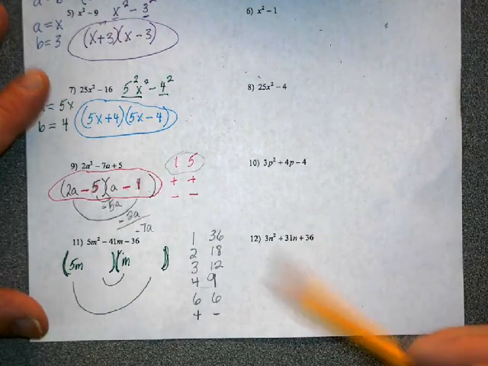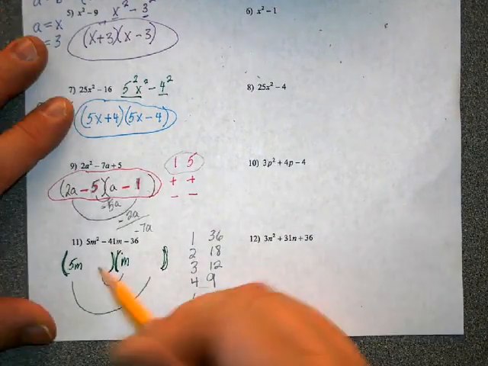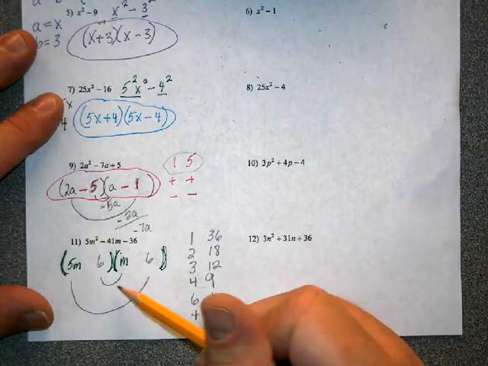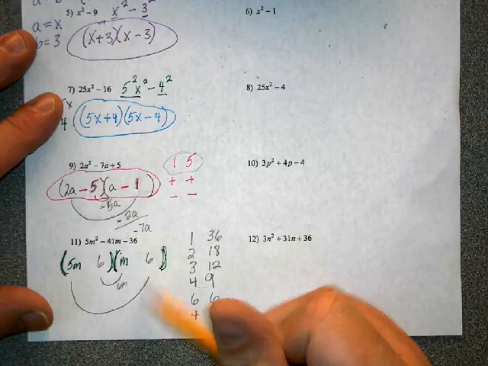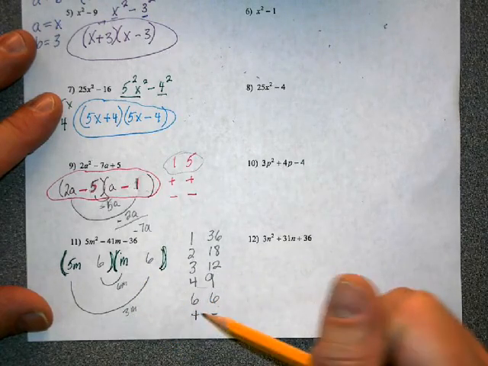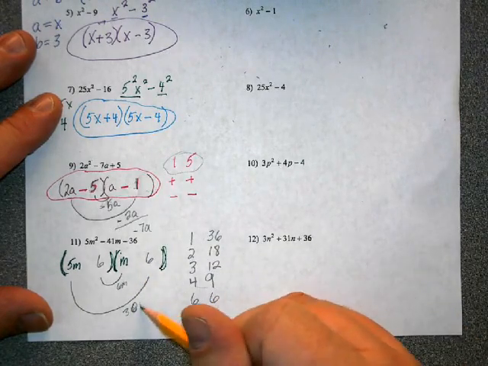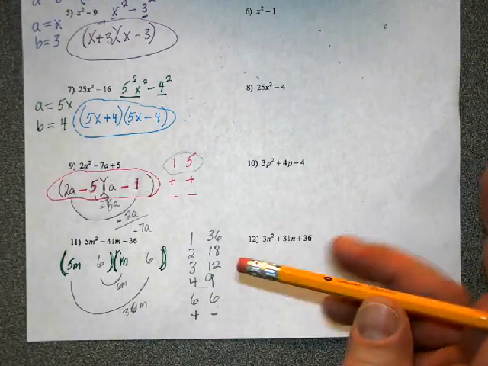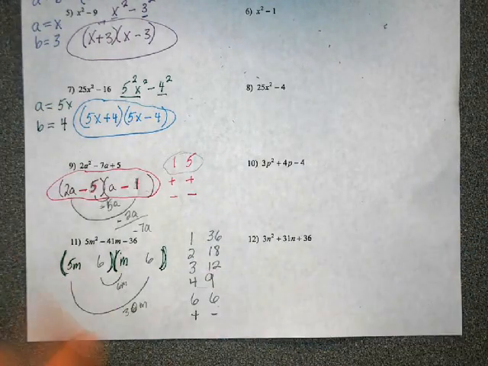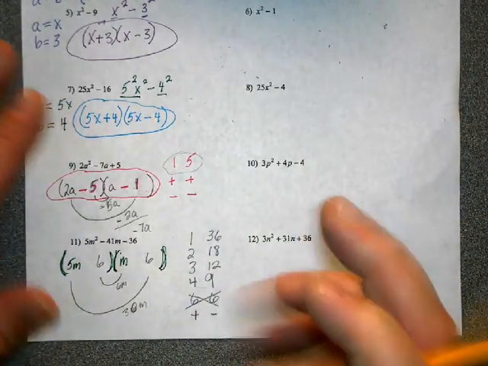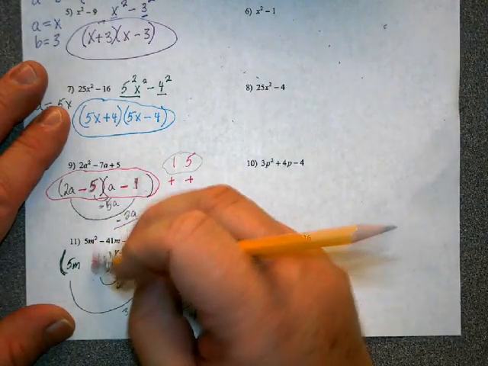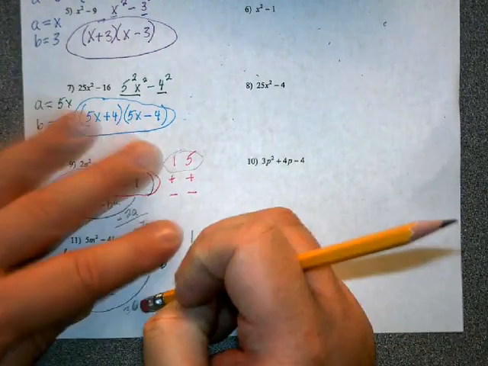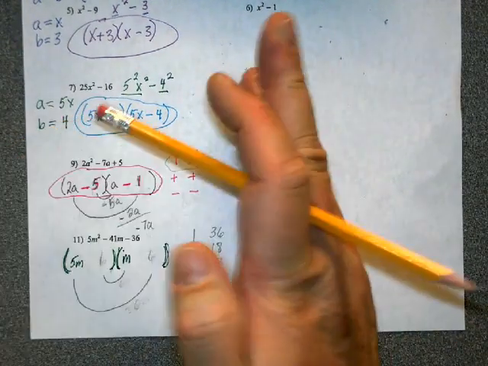Let's try 6 and 6. Let's see, I have a 6m and a 30m. We're subtracting, right? And if I subtract these, I'm only going to get a 24. So that's not going to work. So 6 and 6 is out. Let's try 4 and 9.